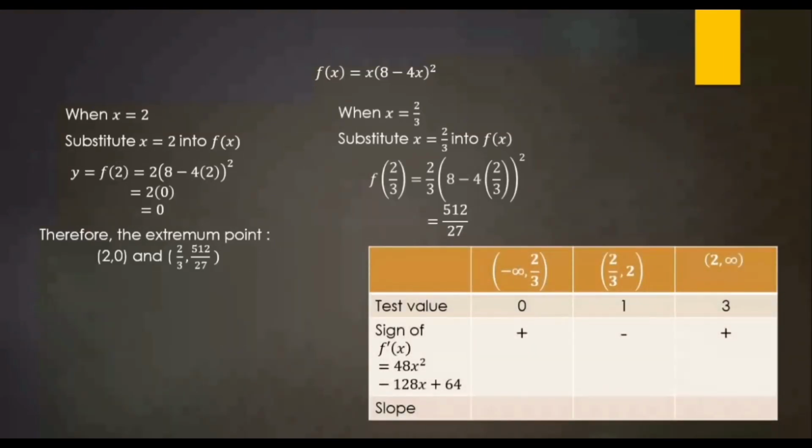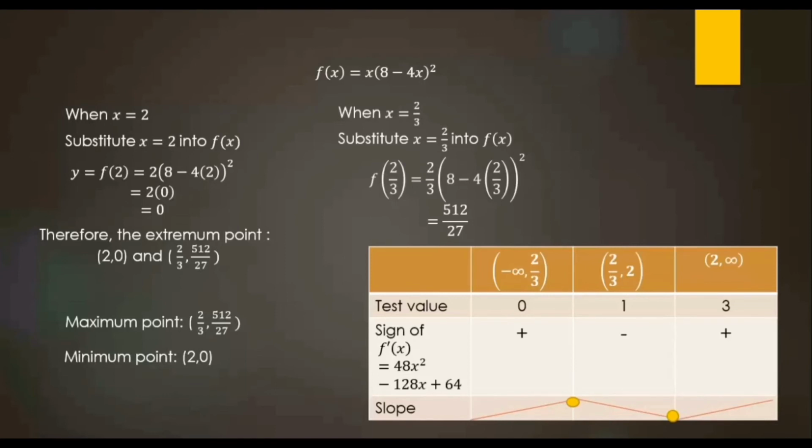From the table that we drew in the previous slide, we can see all the slopes. From there, we can know that the maximum point falls on the border between negative infinity to 2 over 3 and 2 over 3 to 2. From there, we can conclude that the maximum point is 2 over 3, 512 over 27. And the minimum point falls on the border between the intervals 2 over 3 to 2 and 2 to infinity. From there, we can conclude that the minimum point is 2, 0.